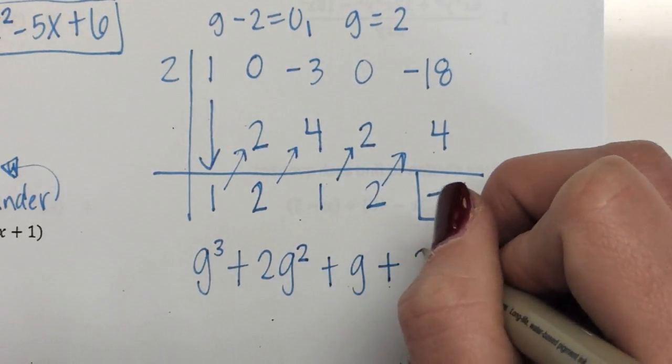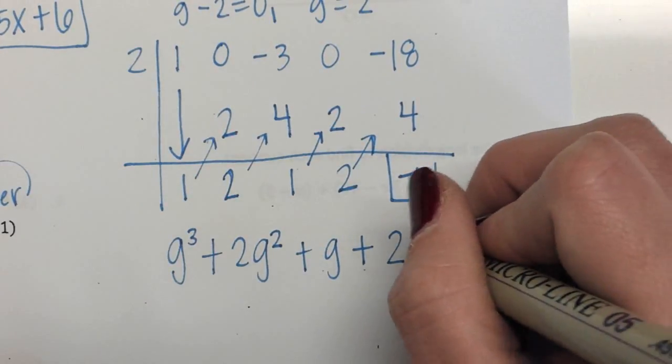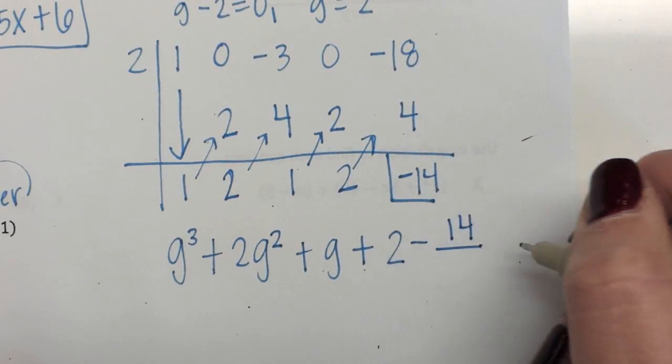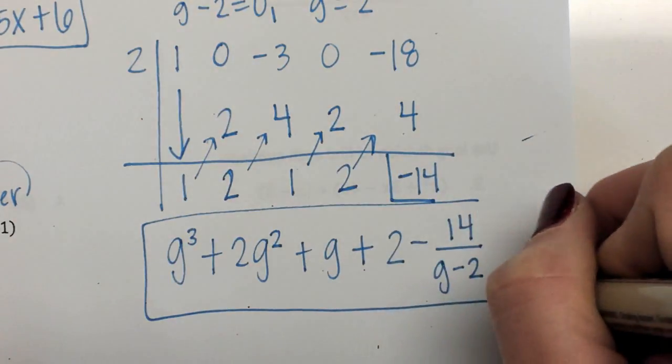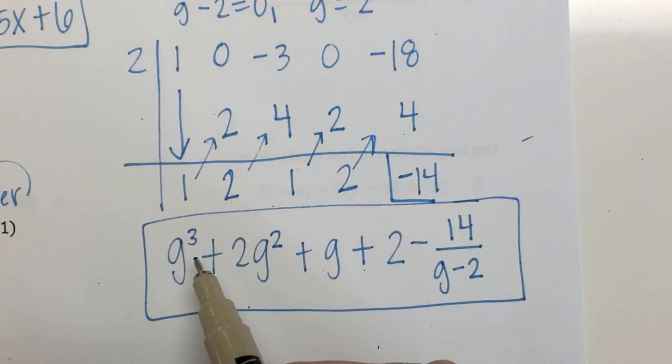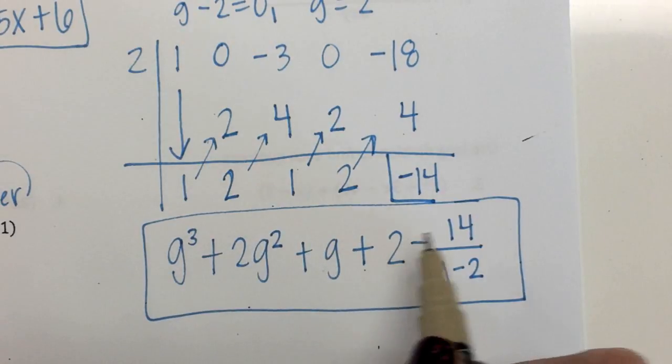Plus. Alright, and the remainder you write it the same way you did when we did long division. So it's -14 over what? G minus 2. Very good. Where did I get this 3 from? Yes. And then the other ones you just go in order. So 3, 2, 1, 0, remainder.